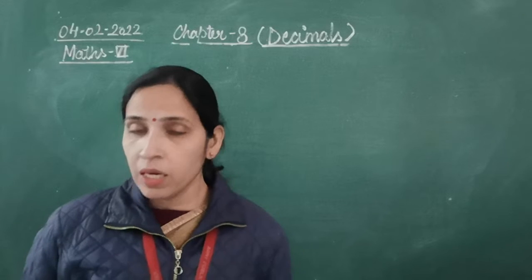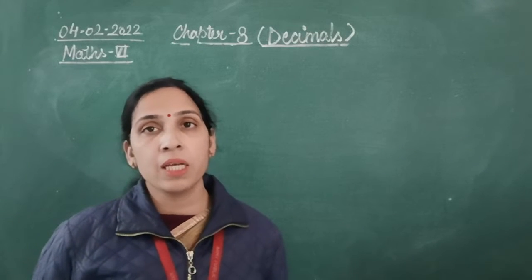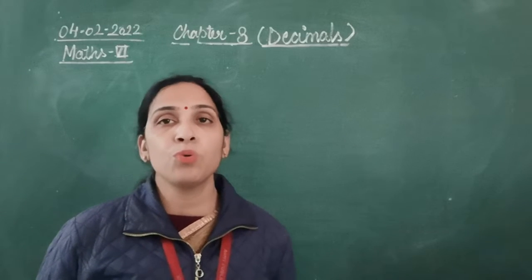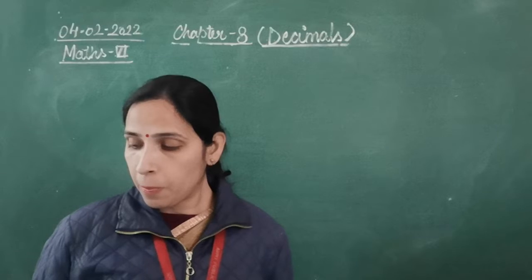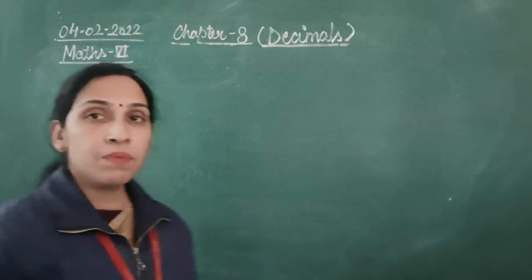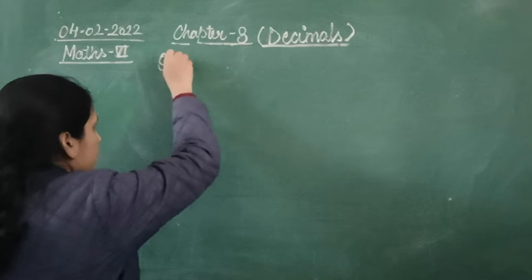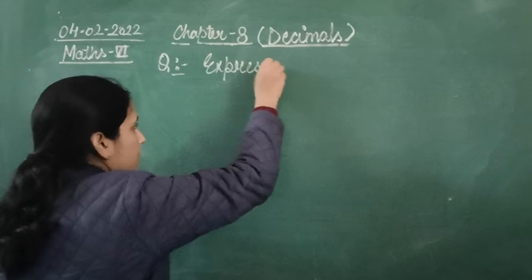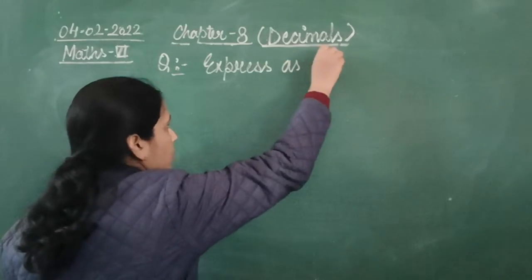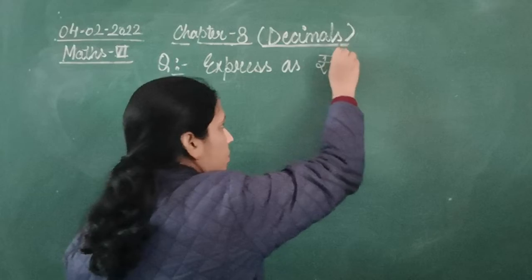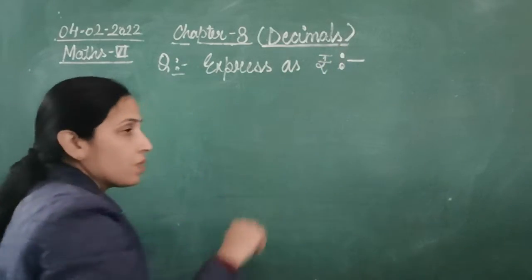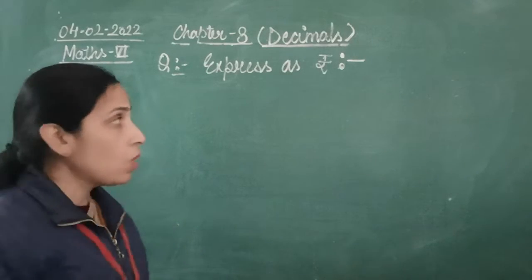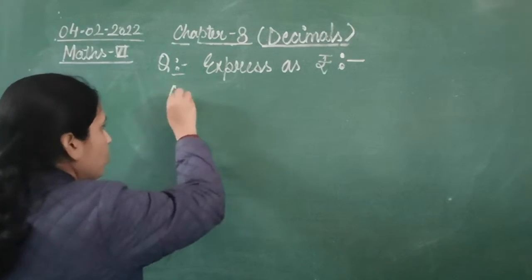from your book. The conversion related exercise is your exercise 8.4. Let's see some of the questions which are related to conversion only. Let's start with the first one: express as rupees. So you have been given a question in paise, and you need to express it in rupees, now using decimals only.